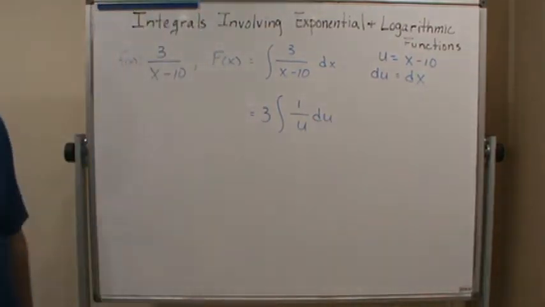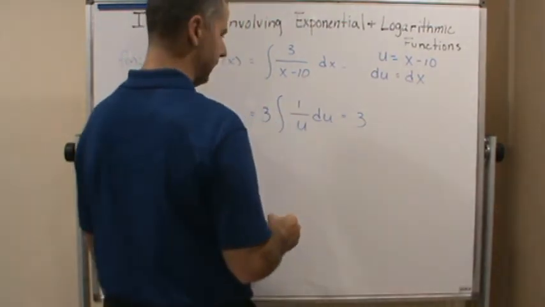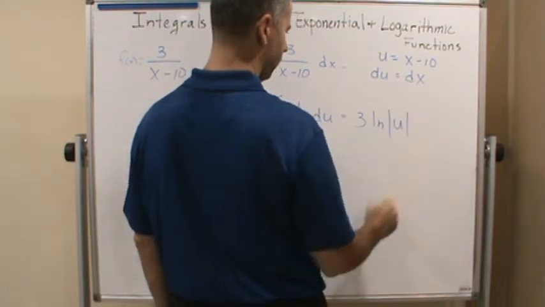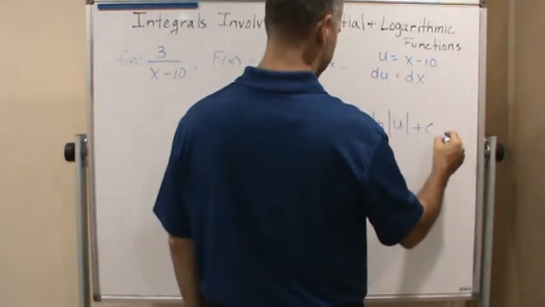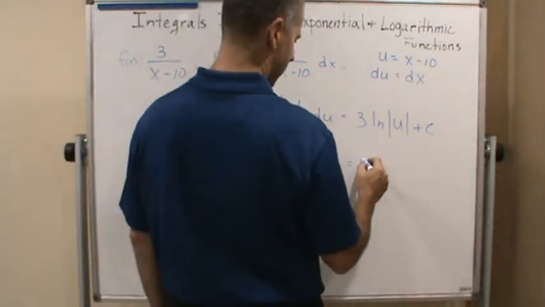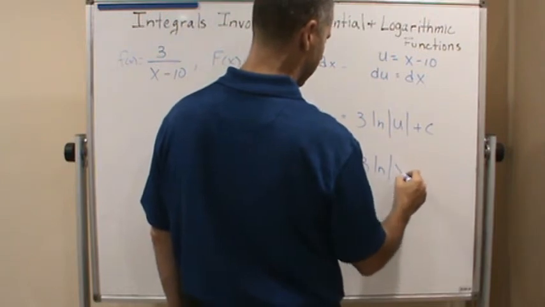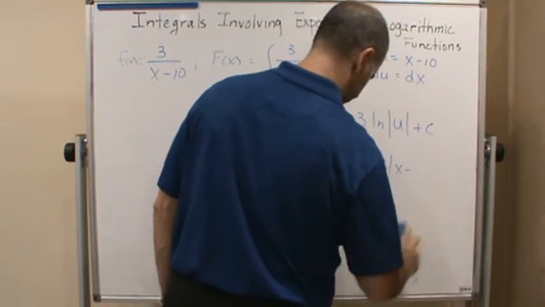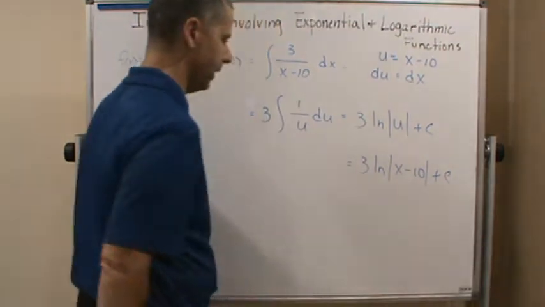And we got it. So guess what? Now we can just use the rule, and this is going to be equal to 3 times the natural log of the absolute value of u, don't forget the absolute value signs, plus c. And now all I have to do is put back in for x, which is x minus 10. So u equals x minus 10, so it's going to be 3 times the natural log of the absolute value of x minus 10 plus c. And we're done. That's it.